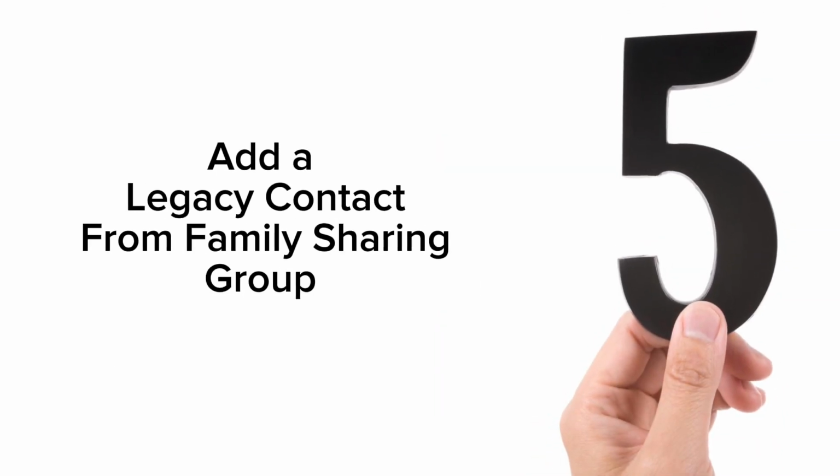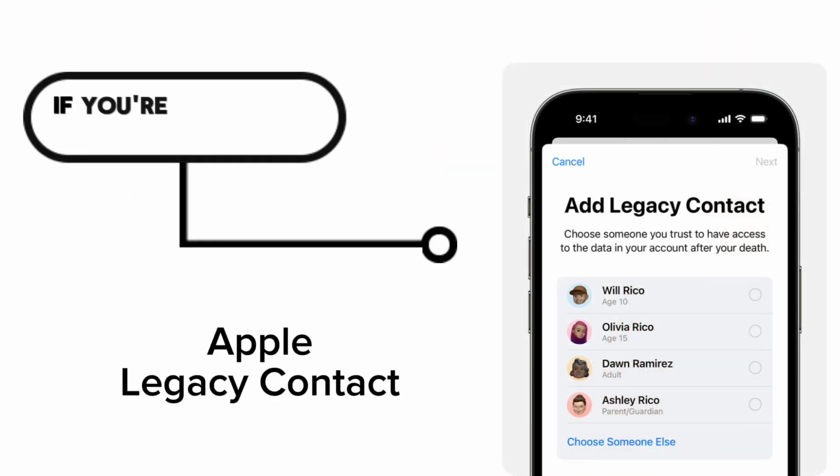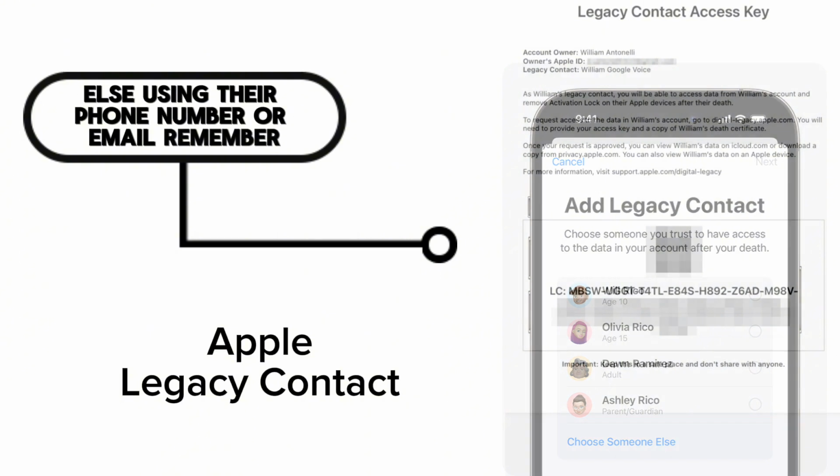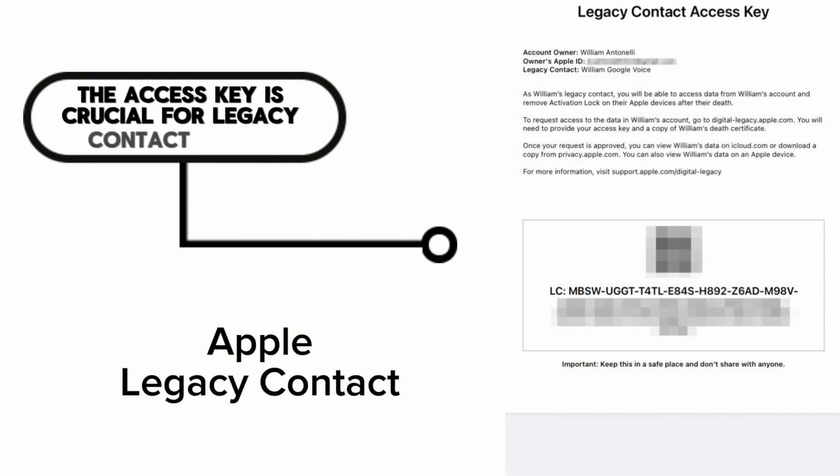Step 5. In a family sharing group. If you're in a family sharing group, you can choose a member or add someone else using their phone number or email. Remember, the access key is crucial for legacy contact access.